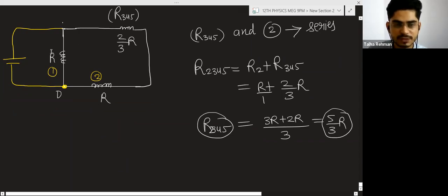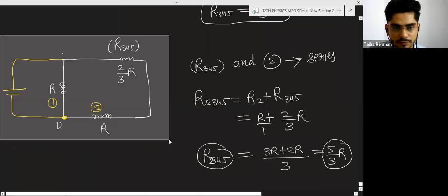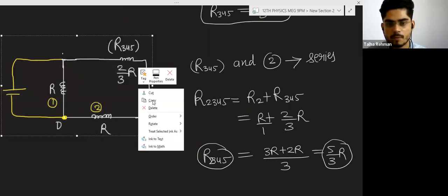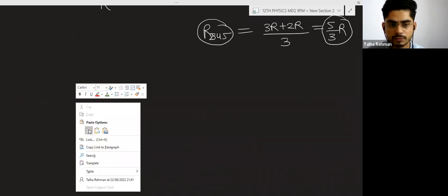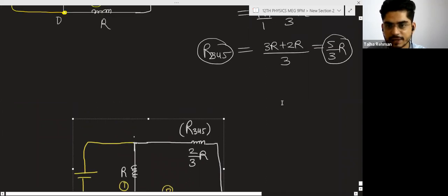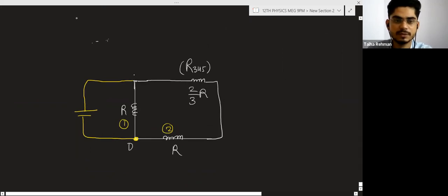Now what we will do? We will again modify this circuit. Instead of this and this, I am just connecting a resistance of 5 by 3R.